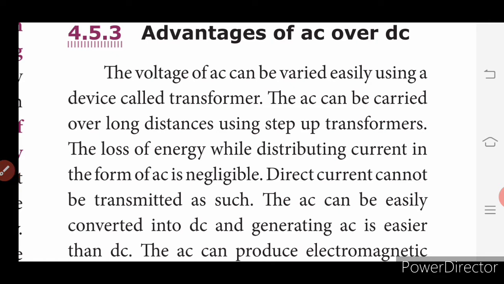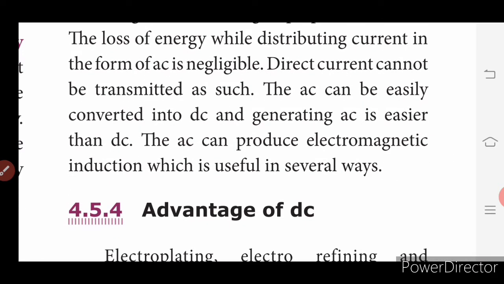Okay, so AC can be easily converted into DC, and generating AC is easier than generating DC, because for direct current you have to give the same circuit connection. When we use the same appliances and the same circuits, the voltage is 220 volts, maybe higher, or sometimes the voltage may drop. Whereas alternating current is very simple. Whichever appliance we are in need of, you can run it by using alternating current.